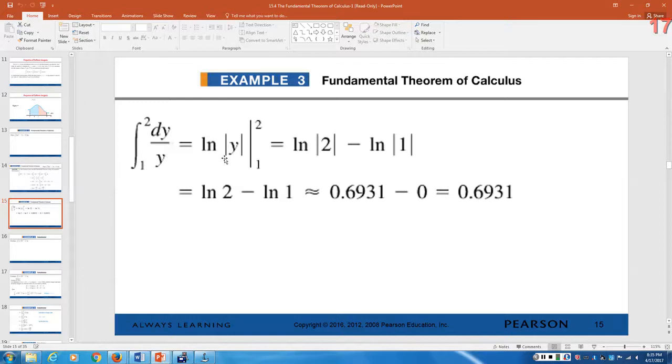So that means what I'm really going to do here, and it says the absolute value. In truth, you don't have to really worry about the absolute value unless maybe your endpoints are negative. And then you do have to worry about the absolute value. But I'm going to evaluate this at 2 and at 1, and the natural logarithm of 2 minus the natural logarithm of 1, you can verify this on your calculator, is equal to 0.6931 minus 0, because the natural log of 1 is 0.